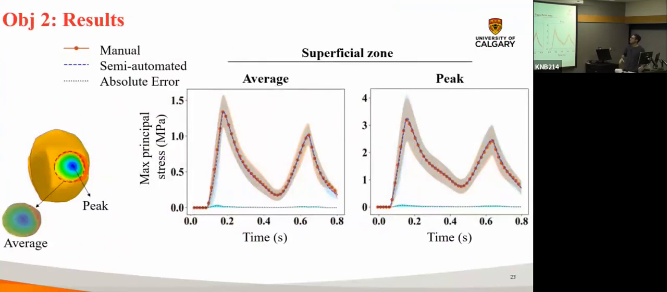So here we are in the superficial zone. The average shows the average of this mechanical parameter on the nodes of the contact. So when you simulate, the femoral cartilage comes into contact with tibial cartilage, and there would be a contact area. The average of this mechanical parameter on the nodes of this contact is called average, and the peak is the maximum of this mechanical parameter in the contact region.